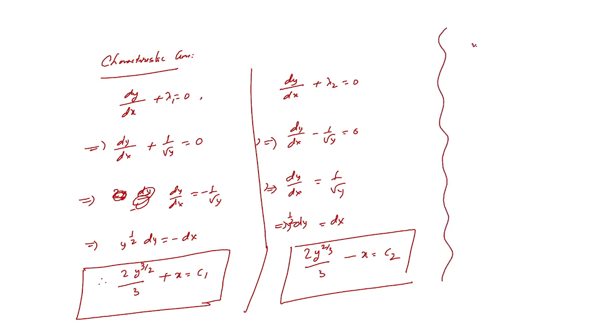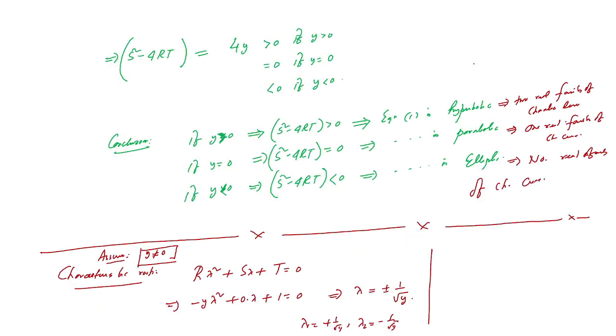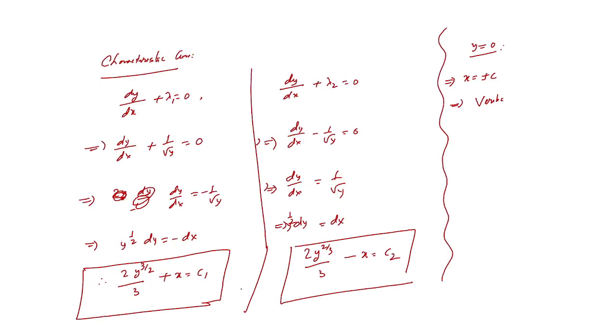But if we assume y equals 0, then here x will be plus minus c. In that case, x will be plus minus, so that means the vertical lines. If y is basically 0 here, you just put it in the characteristic equation; if y is 0, from that you can find out x equals plus minus c.